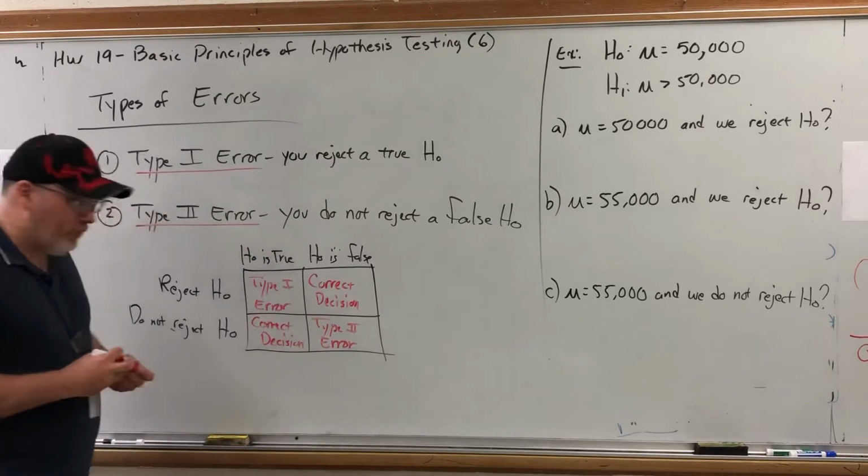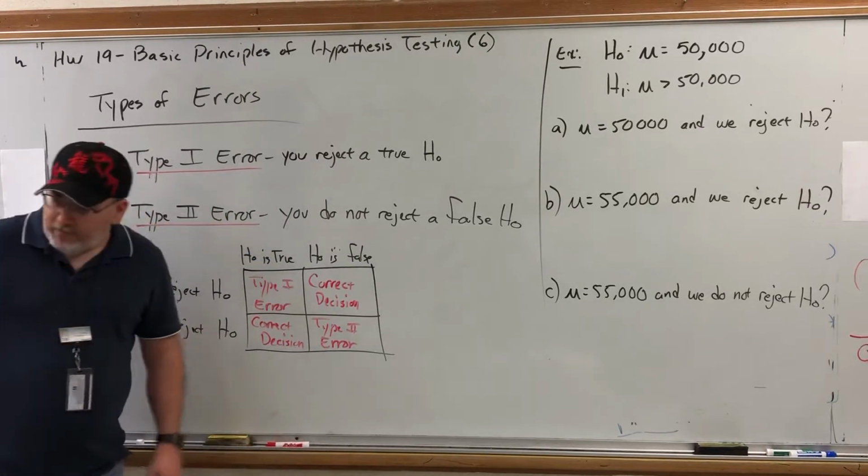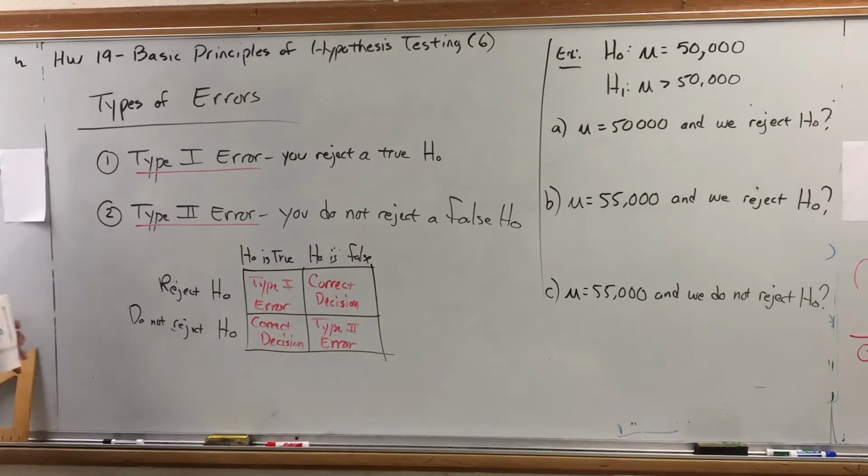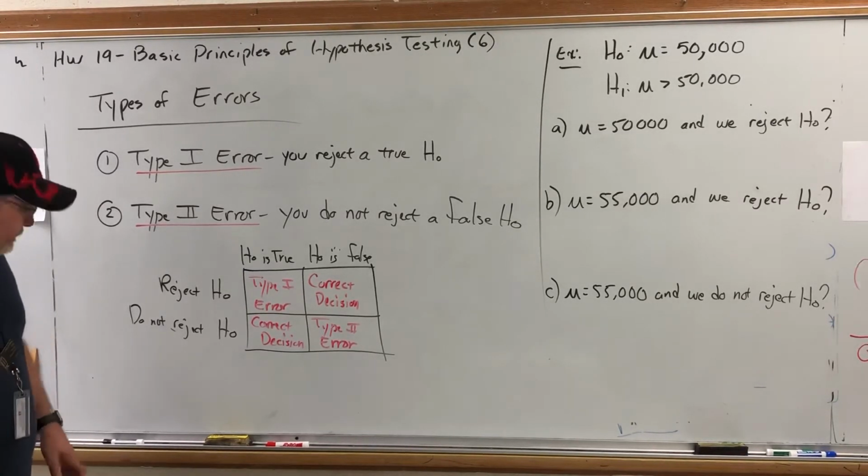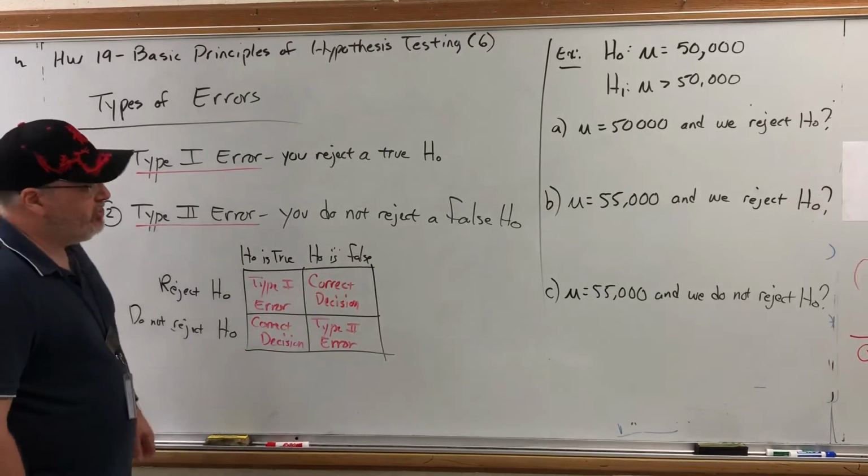In theory, we want to avoid making these errors, but we can never guarantee it because you can never 100% know the value of some population parameters, because populations are either too large or dynamic in the sense that they're always changing.